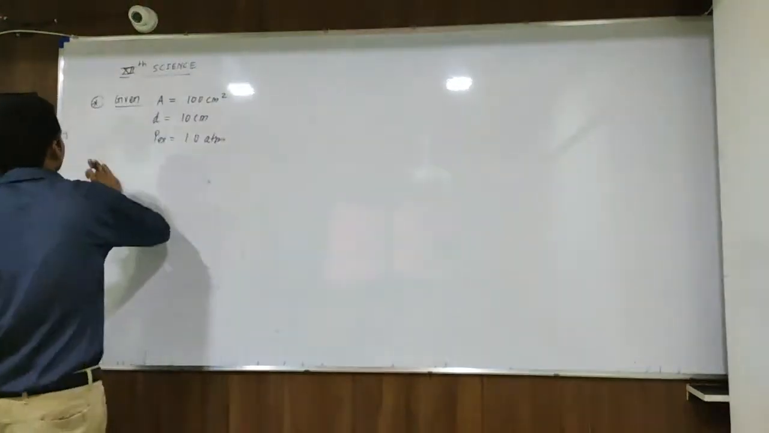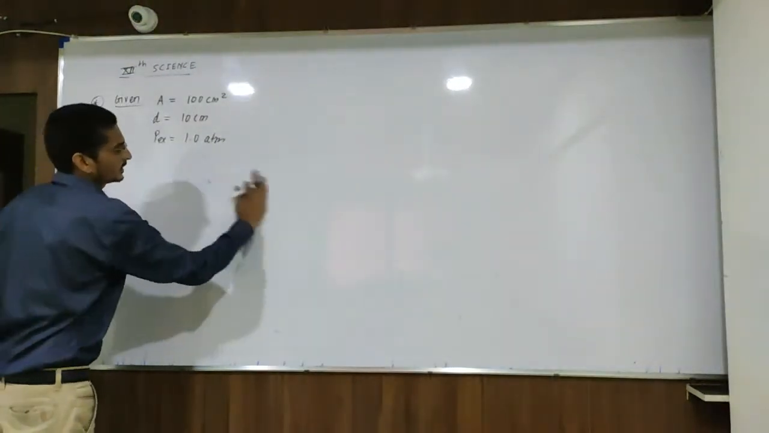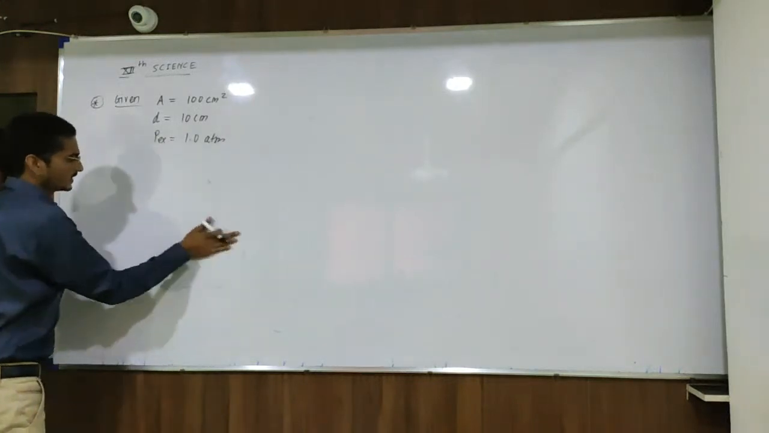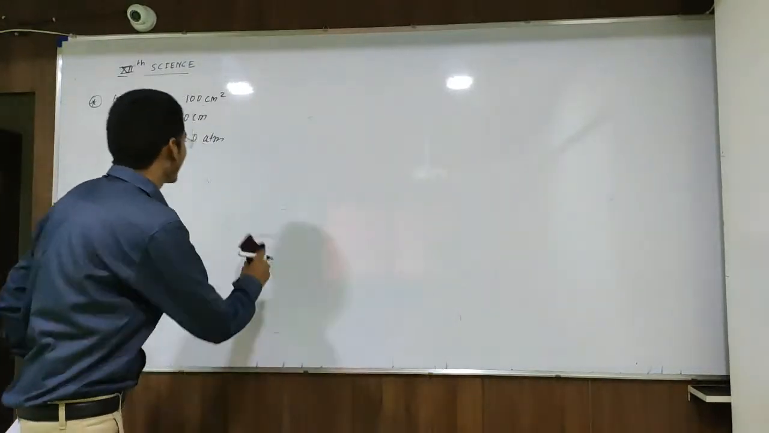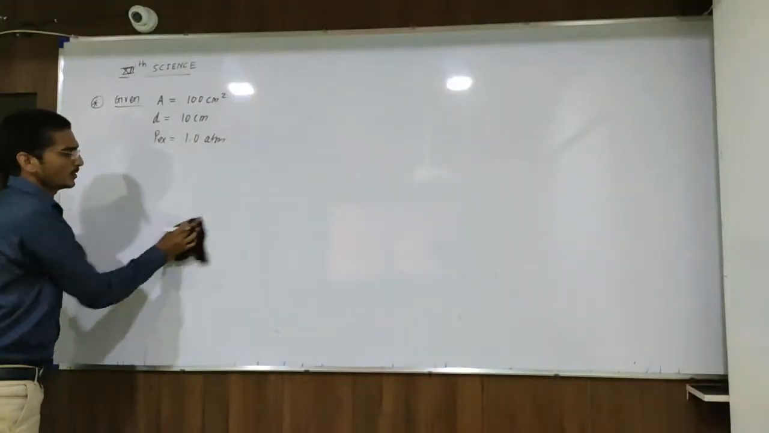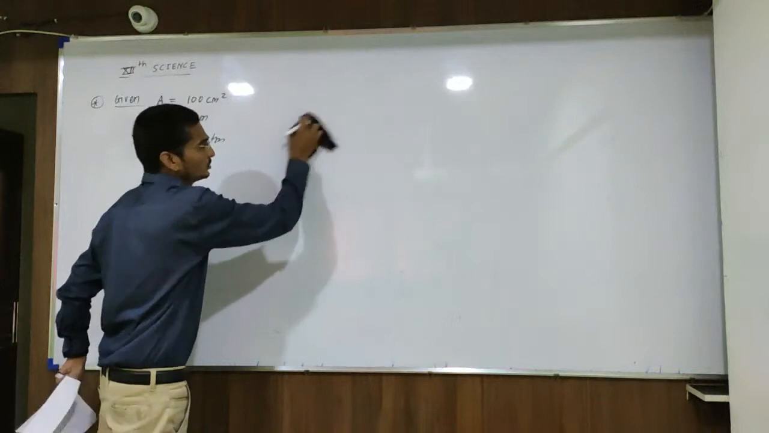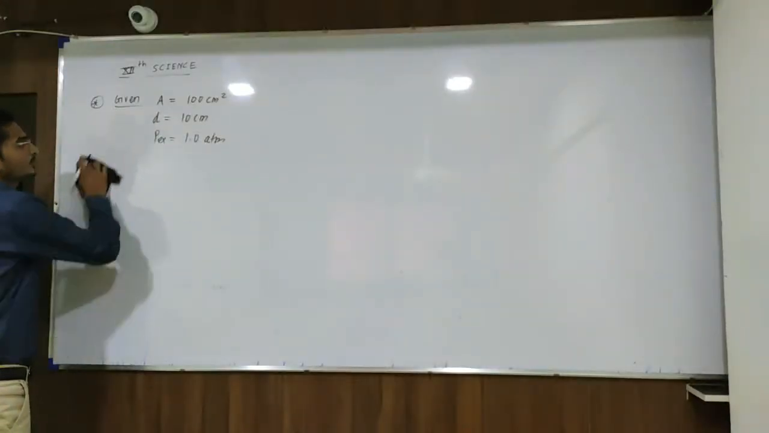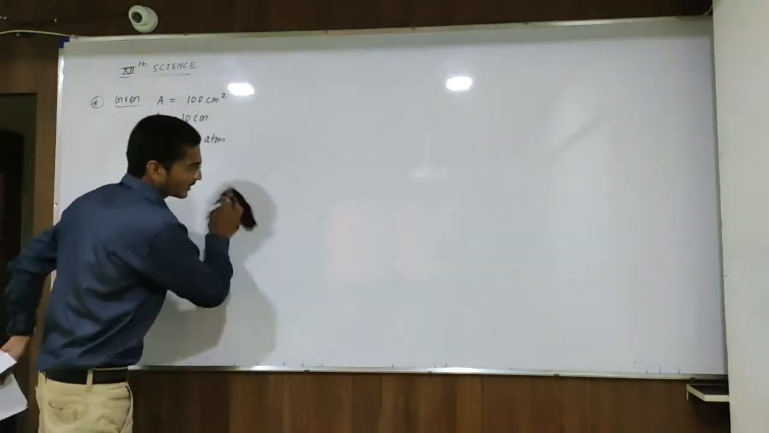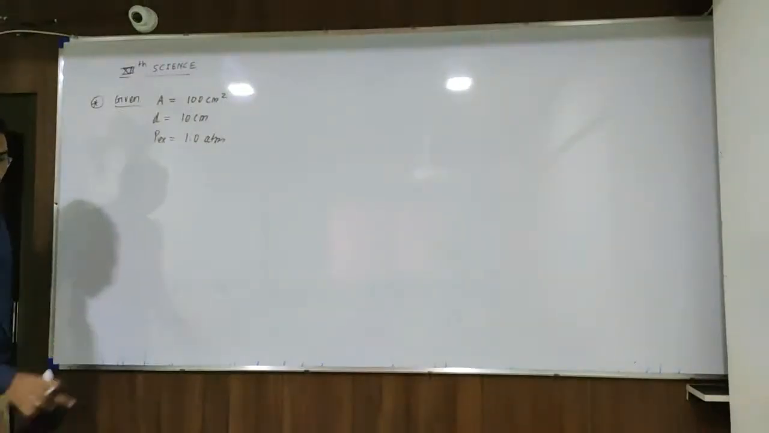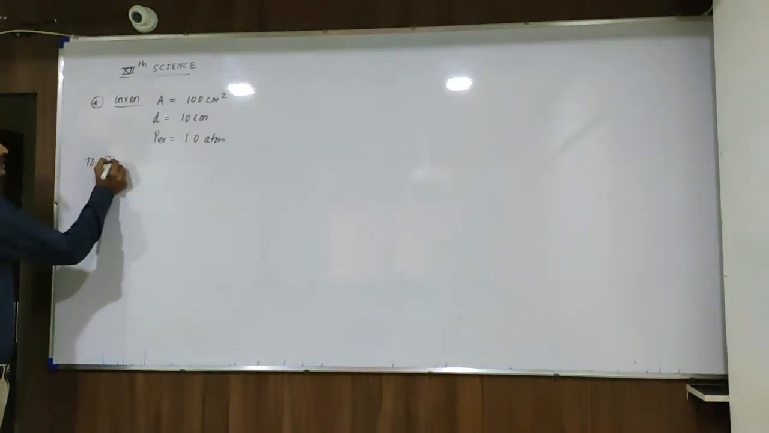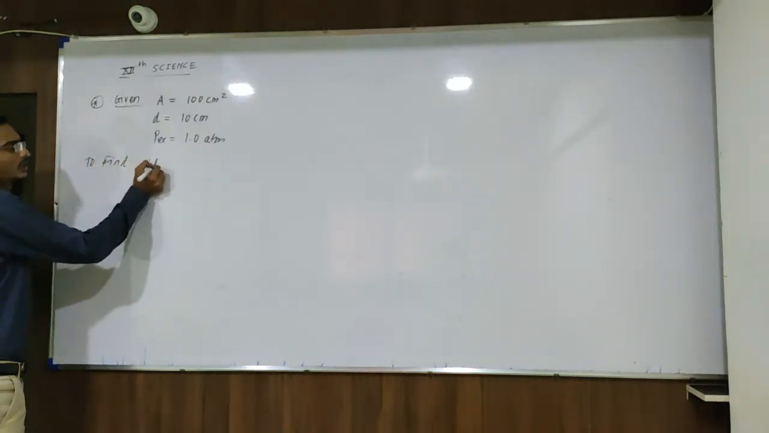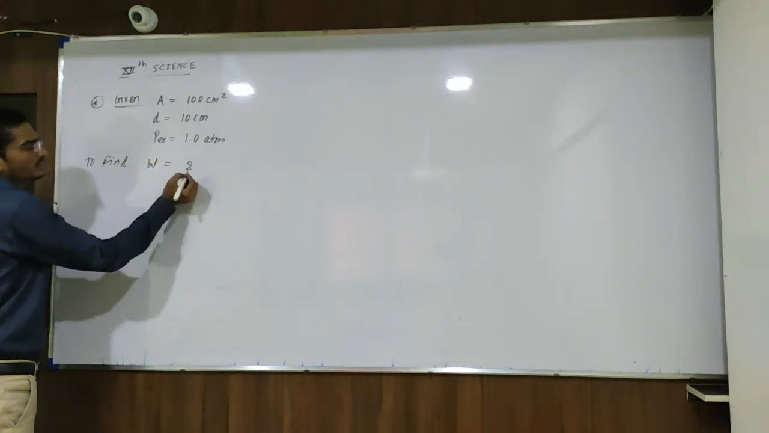Okay. So first of all see here. Which formula to use here? The formula is nothing but the work done against constant external pressure. So the formula should be W is equal to minus P external into delta V. So you have P external, but what about the delta V? That point is important here. So let us first write: to find W in joule. That is the work done in joule.